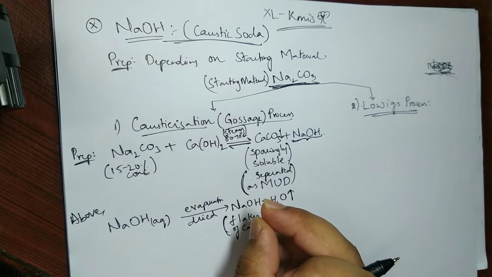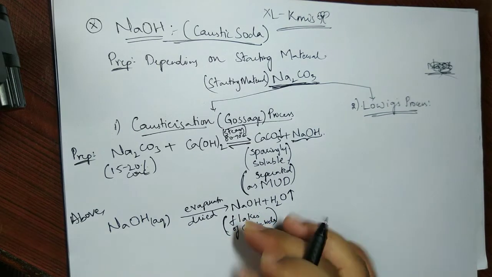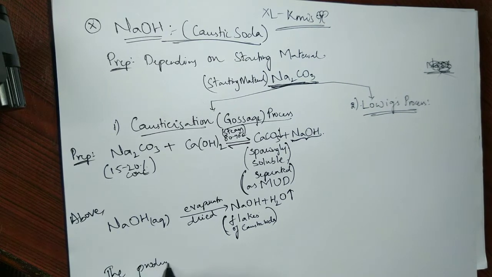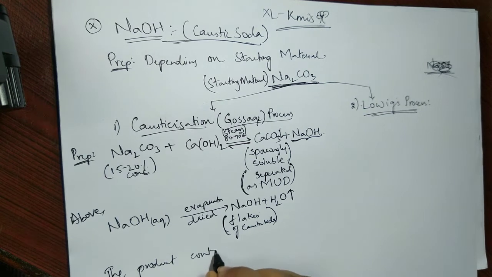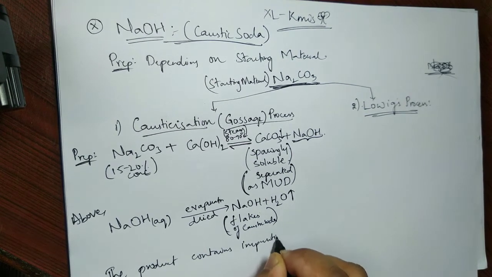But here the challenge is this: the NaOH that we have got is not pure, it is in an impure form. The product contains impurities. What are all the impurities possible?